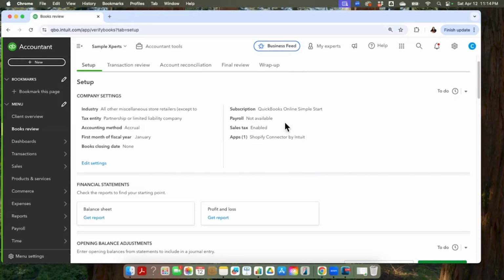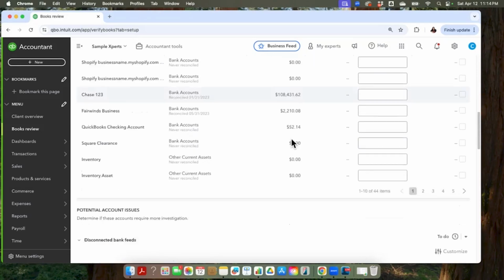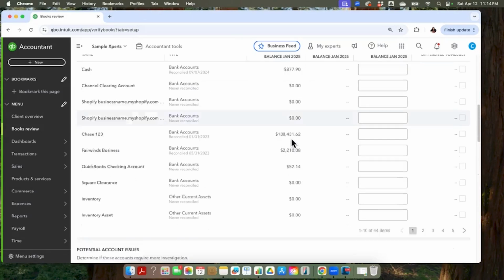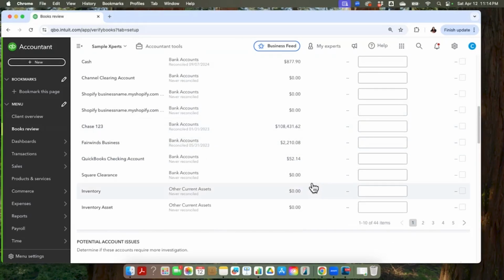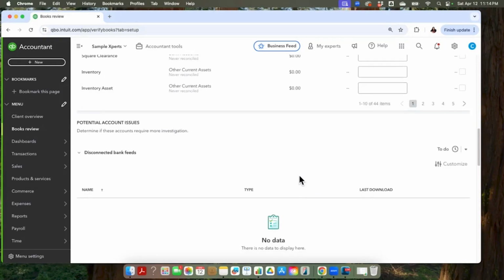All right. It's also going to show you if we have any connections. Here, we're connected to Shopify through Intuit. And then it's going to show the things that I need to do. I need to make sure that all the bank account balances are correct, and that the chart of accounts is according to the industry, so there's no duplication and things like that. If there is, then you can take care of that.